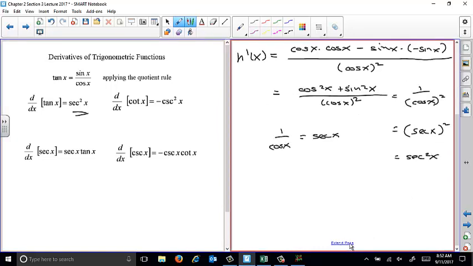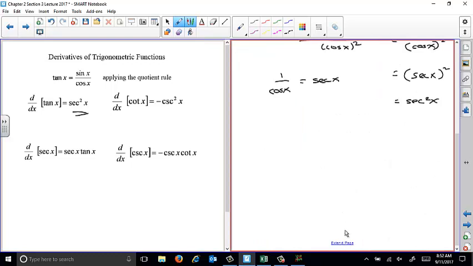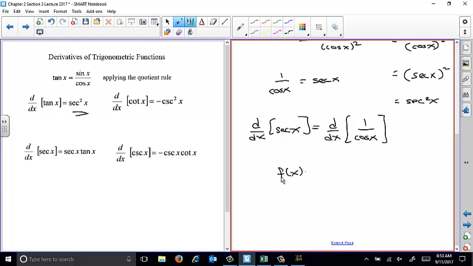And then let's pick secant. Secant's a little bit more interesting. So if we want to find the derivative with respect to x of the secant of x, again, we know the derivative of the sine and the cosine, so we rewrite the secant as 1 over the cosine. So in this case, f of x equals 1, and g of x equals the cosine of x.